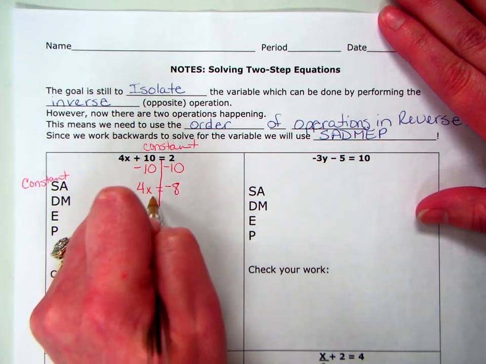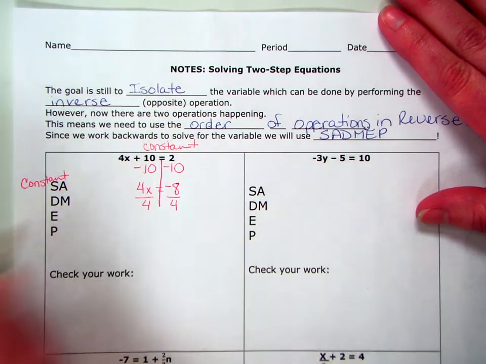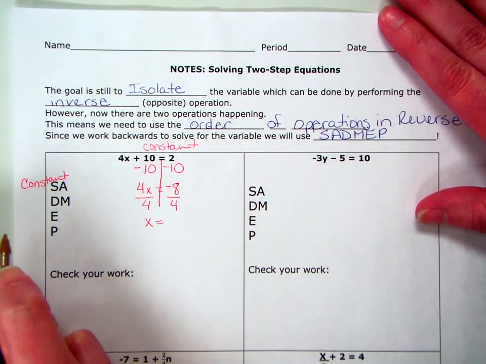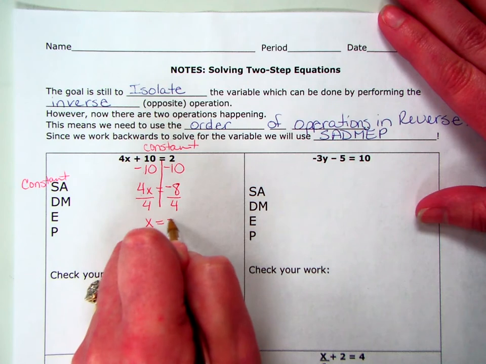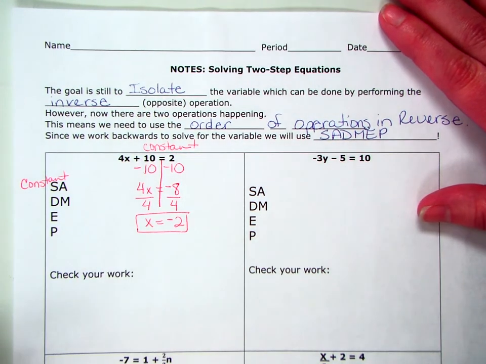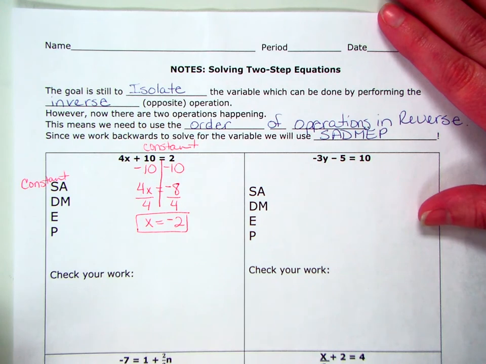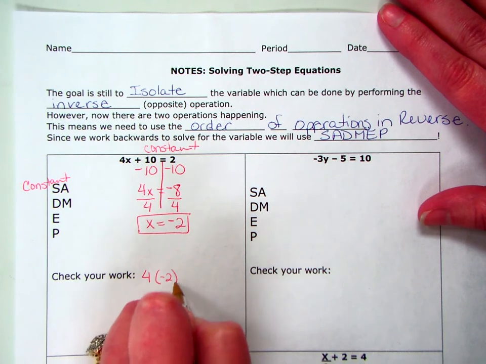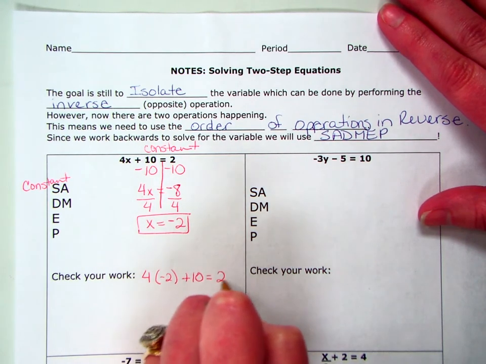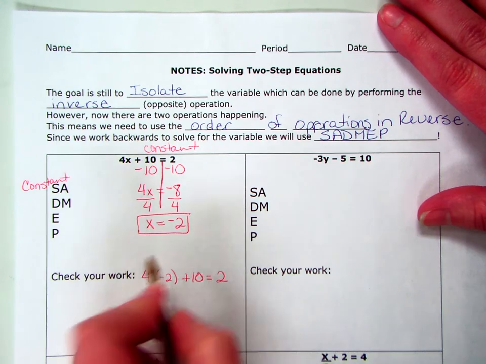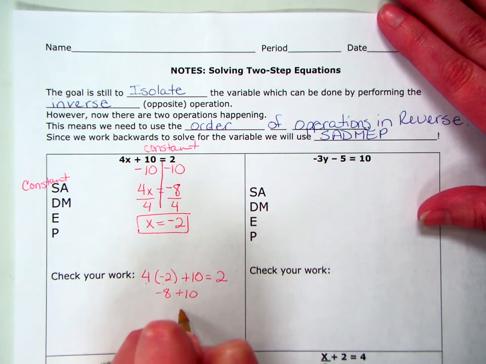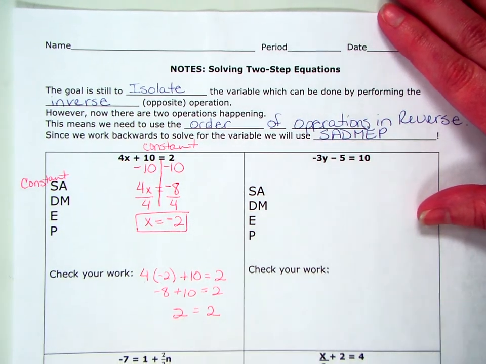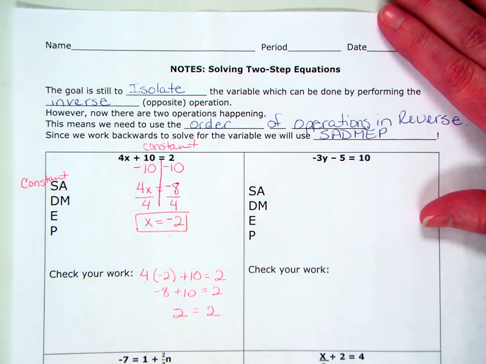The inverse of multiplying by 4 is dividing by 4. And 4 divided by 4 is 1, so I'm left with x equals negative 8 divided by 4 is negative 2. X equals negative 2. All right, so if I wanted to check my work, all I would do is plug in a negative 2 for x and make sure that that equals 2. So 4 times negative 2 is negative 8, plus 10 is positive 2, and positive 2 equals positive 2. So I know that x equals negative 2 is the correct answer.